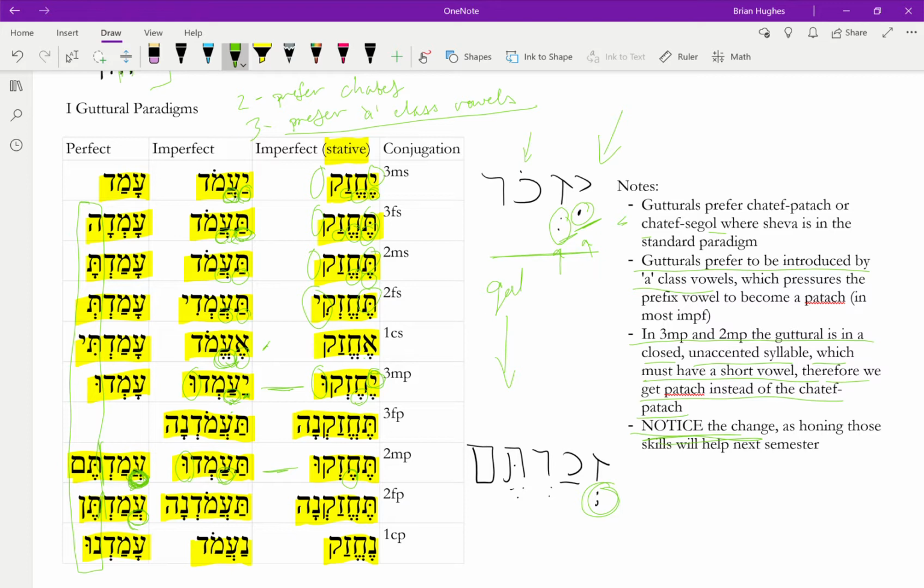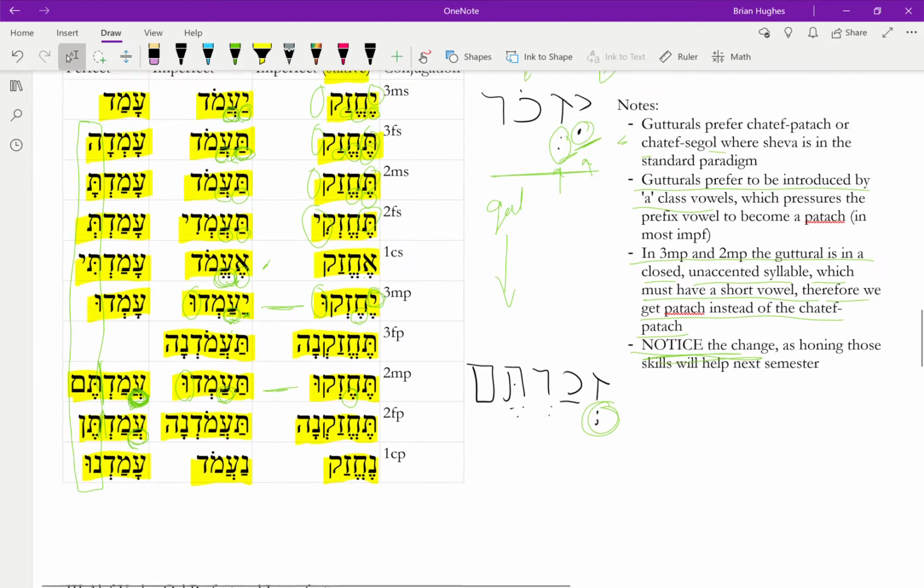So in our online conversations, I'll probably say, tell me why that is different, or what is different about this verb. And I want you to be able to say, well, the vowel under the prefix has been changed because gutturals prefer A-class vowels, and the vowel under the first root consonant has become a chatef patach instead of a normal shewa because it's a first guttural. Something like that, because that will sharpen your skills that you'll need for next semester.